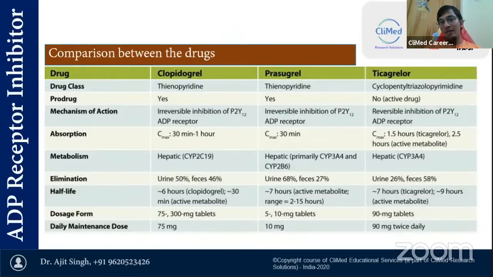And the major point is that ticagrelor is already an active drug. Clopidogrel and prasugrel are not active drugs. They need to get activated inside the body. These are prodrugs, but ticagrelor is not a prodrug. Got it? So let me go through the differences one by one. Clopidogrel and prasugrel are thienopyridines, and ticagrelor is a cyclopentyltriazolopyrimidine. Clopidogrel and prasugrel are prodrugs. Ticagrelor is already an active drug. Mechanism of action: clopidogrel and prasugrel bind irreversibly, while ticagrelor binds reversibly to the P2Y12 receptor.